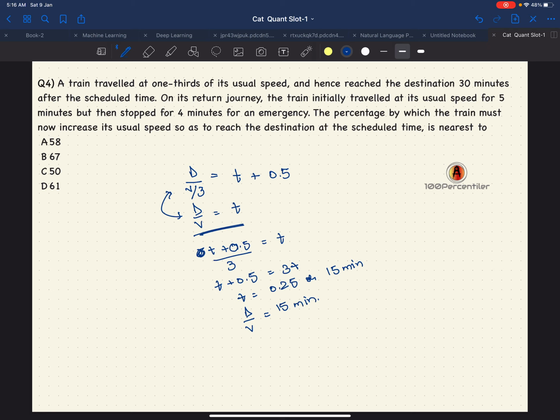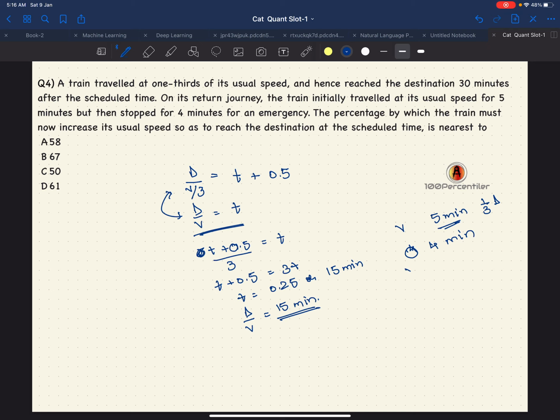Now we are given for the return journey, it travels at speed v for the 5-minute period. Now as it completes the total journey in 15 minutes, it will complete 1/3 of the distance in 5 minutes. Then it is stopping for a 4-minute period. Now the percentage by which the train must now increase its usual speed so as to reach the destination at the scheduled time, we have to find this.